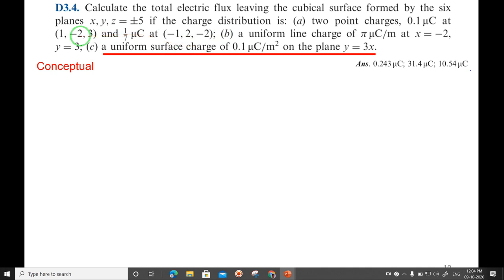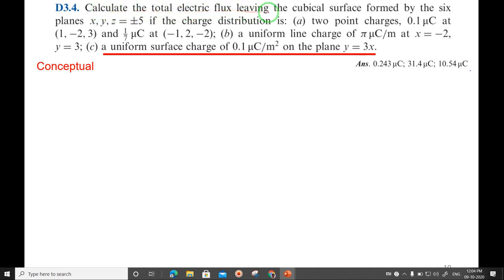Okay, last problem of today's class. And okay, then this is a conceptual problem. If you understood whatever we have studied in today's class, you can easily solve this. It is based on the concept, right? So we'll try to solve it.